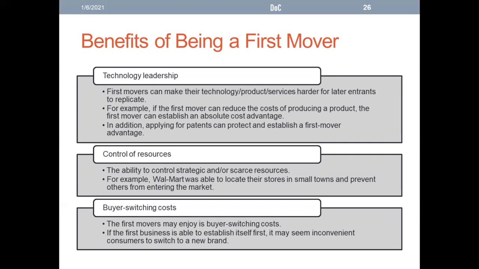And the other one, buyer switching cost, means that they can make the customer's mind not to move to others, right? For example, now we are using Windows everywhere. Most countries use Microsoft Windows. Even though a number of other products have been introduced, customers still use Windows, right? So that is called the buyer switching cost. Buyers do not like to switch their product, right? So these are the benefits.